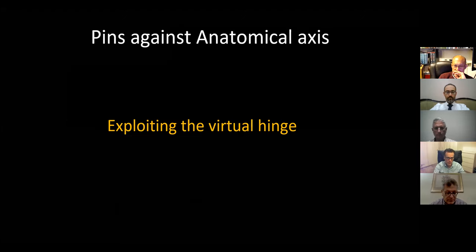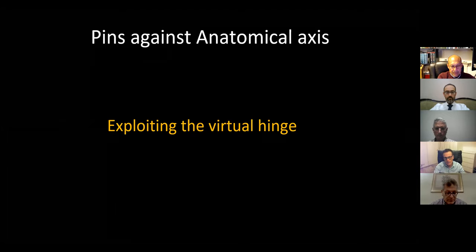The whole principle of this method of correction lies on placing our half pins against the anatomical axis. And in that way, we exploit what we call the virtual hinge. So in the moment we have successfully placed our pins perpendicularly above and below the level of the osteotomy, manipulation of the pins should correct the deformity.